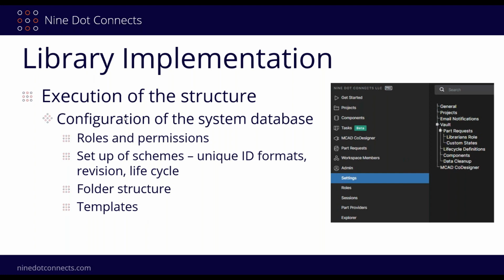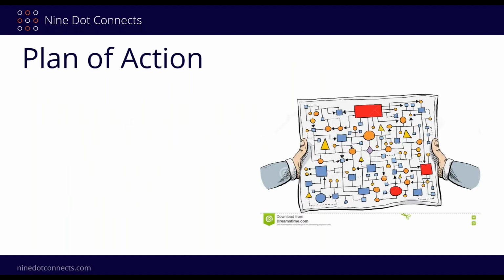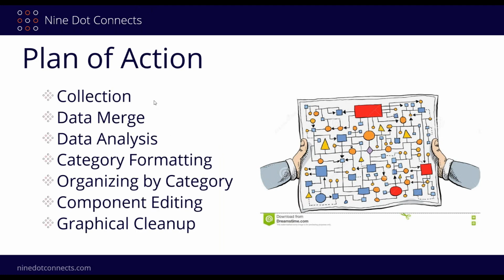So up to this point, we have just talked about getting the structure and the definition going. Now let's get into the nitty gritty, because this is library restoration. And I hate to break it to you, but this is where it's really going to start getting tough. Why? These are the things we're going to talk about. You've got to collect the information. You've got to take all this information and merge it together. You've got to analyze it to see what you've got and what you can get rid of. And that's just as important. You don't always have to keep everything.